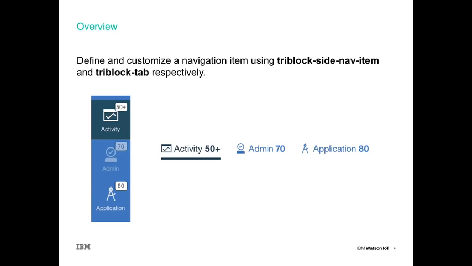Inside triblock-side-nav and triblock-tabs, you'll be able to define your navigation items, triblock-side-nav-item and triblock-tab respectively. You'll be able to specify an icon, a label, and a badge, as you can see here on this screenshot. You don't always have to have an icon and a label. You could have either or.